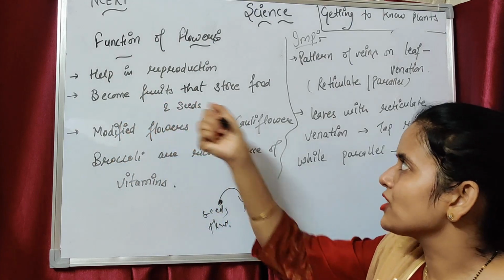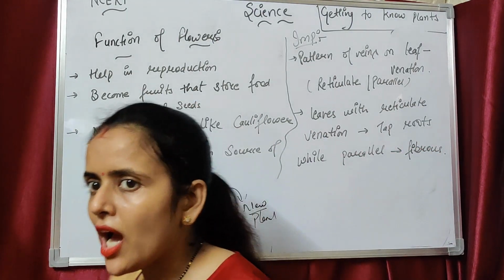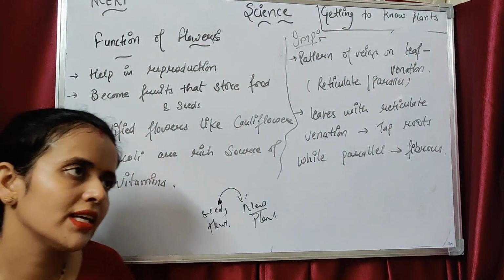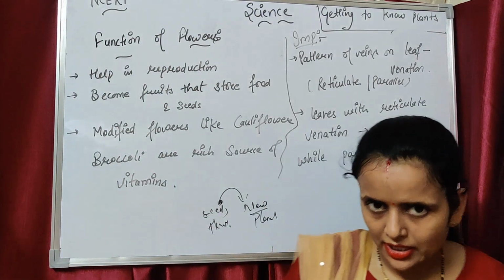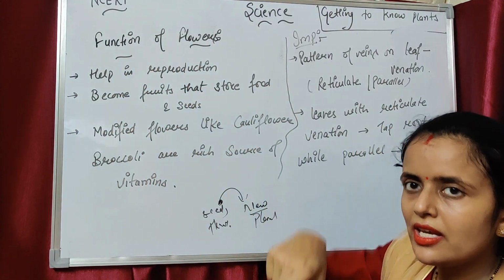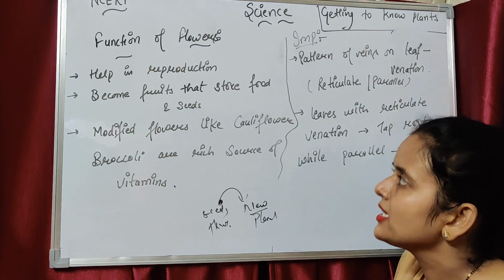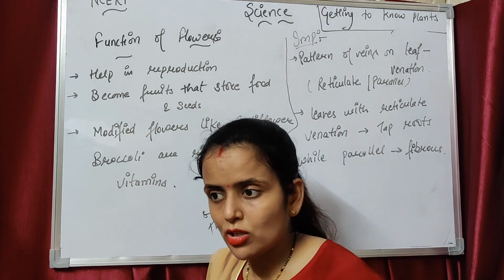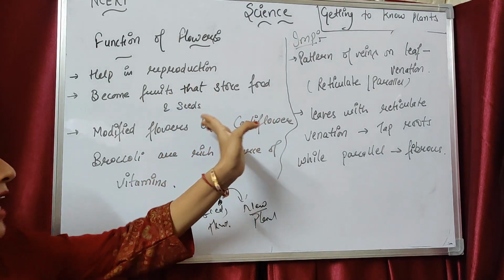Became fruit that store food and seed. Yes. When there is a flower on a tree, let's take an example of a guava tree. Firstly, the tree will show us flowers, and then the flowers become the fruit, that is guava. Inside the guava there are seeds also, so the fruit will store seed and food.